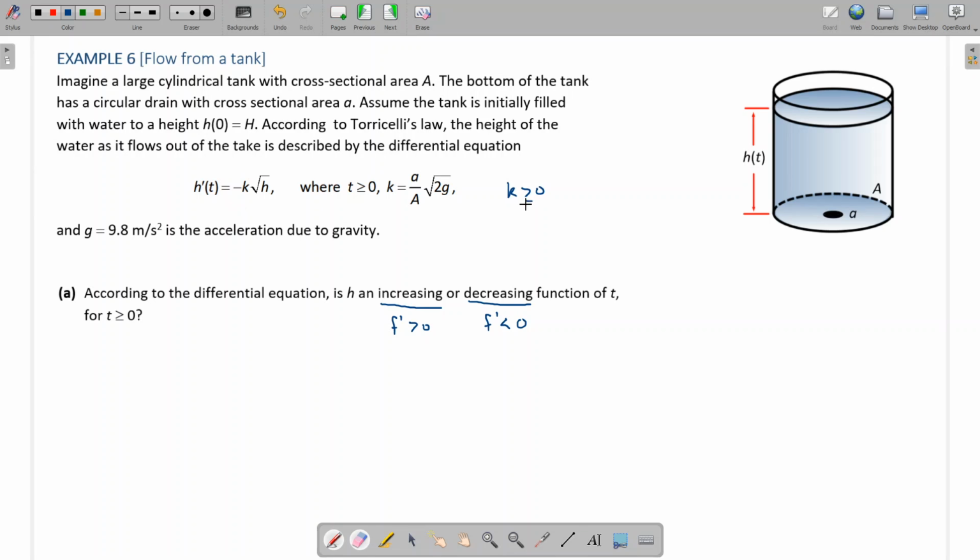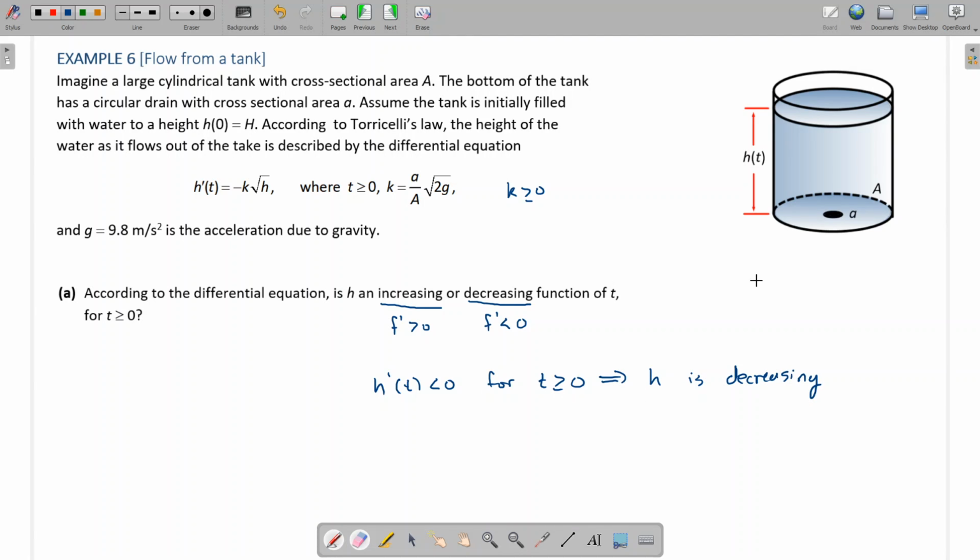Should say greater than or equal to. I guess the hole could get plugged, but we got this negative out in front of it. So that shows us that h prime of t is less than 0 for any t greater than or equal to 0. So that implies that h is decreasing.